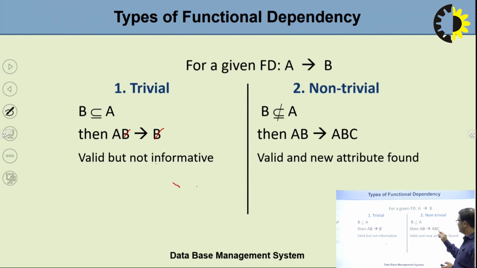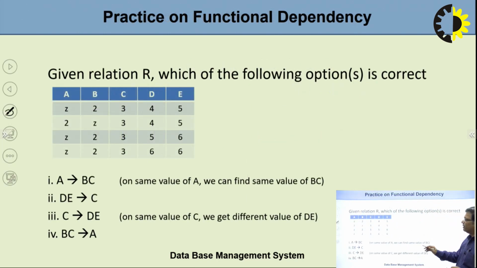But in this case, AB and AB, a new element C can be identified. So this is informative and valid. Okay. So this is a non-trivial dependency and this is a trivial dependency. So this is an example of whether the functional dependency is correct or not. To understand the functional dependency in a better way, this example is best suited.